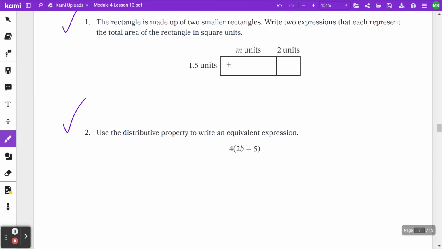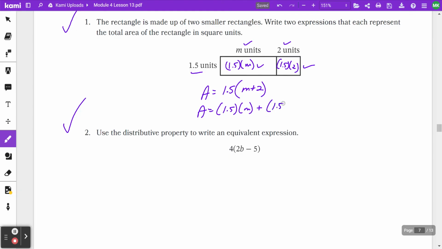How about I do the 1.5 times the m, that's for that area. And for this one is the 1.5 times the 2. All we have to do is write that out. Area is length times width. So I can either take the 1.5 and multiply the sum of those, m plus the 2. Okay, you can add those up like that. Or you can do what I did in here. You can use these and say, hey, area is going to be the 1.5 times the m plus the 1.5 times the 2. There you go.